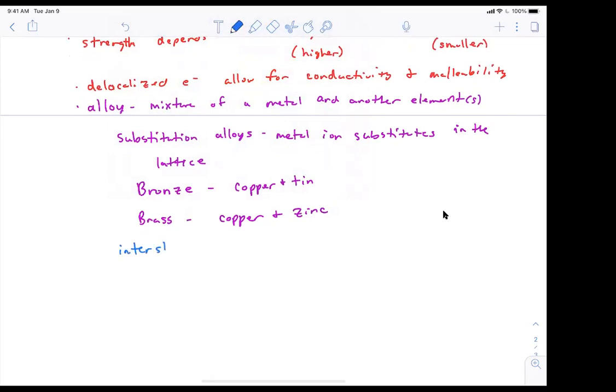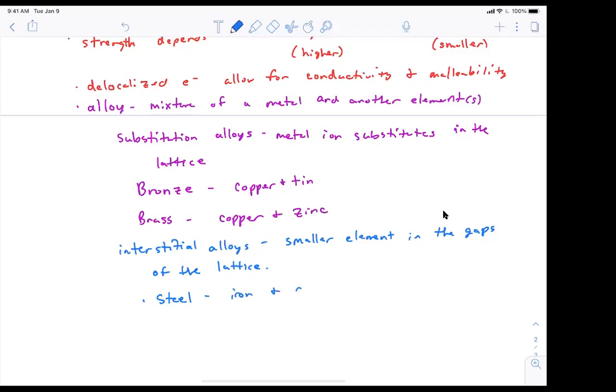The other type is called interstitial alloys. Okay. And that means usually what you do is you put a smaller element in the gaps of the lattice. So even when the positive metal ions are distributed about, there are small gaps in between them. And so you can fill those gaps to make things more rigid and harder, like, for example, steel, which is iron with carbon.